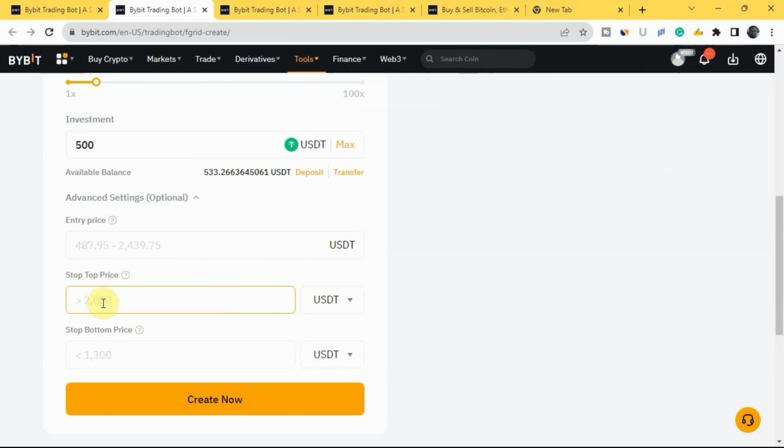Now, the stop top price is because we are using neutral, not long or short. Neutral, that's why you have stop top price and stop bottom price. Stop top price means that if I set a price here and it gets to that price, the trading bot will stop trading. And if I set a stop bottom price here and it goes down to this price, the trading bot will stop trading. But I don't want to set all of that, so I'll leave it. If you want to set that for your own trading bot, you can go ahead and do that. So once I've done that, I'll just click on create now.